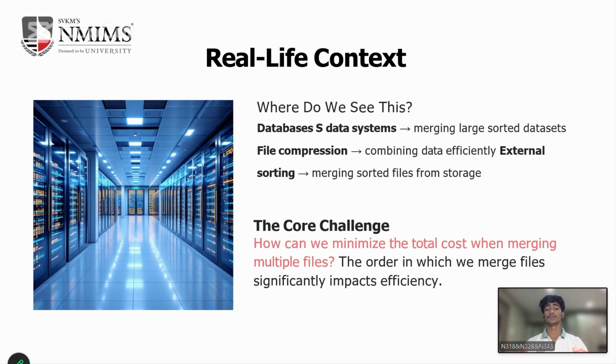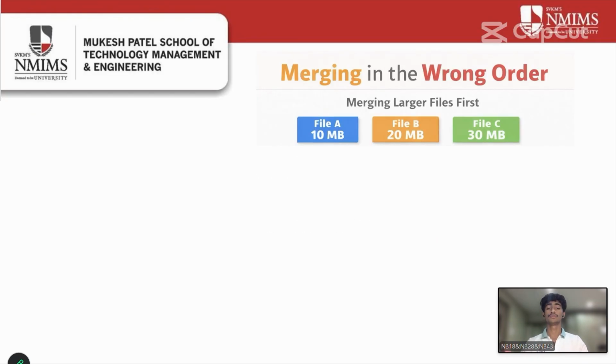Now let us see one example where we merge the given files in the wrong order. Suppose we have three files of size 10 MB, 20 MB, and 30 MB. If we merge the larger files first, like 20 and 30, the cost becomes 50. Then we merge 50 with the remaining 10.